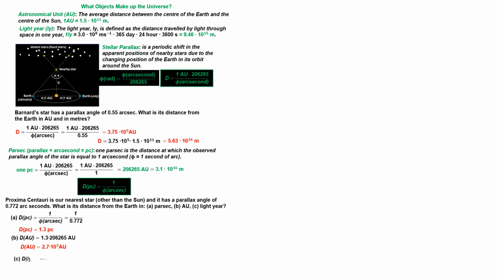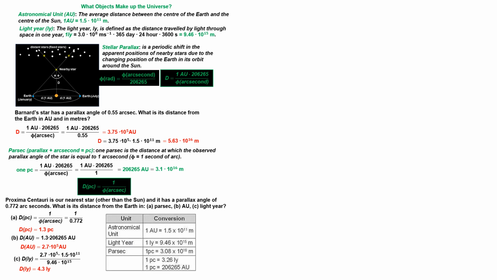To solve part C, we multiply the distance in astronomical units by the value of 1 astronomical unit in meters. Then we divide by the value of 1 light year in meters. The table below shows the relationship between the units of distance.